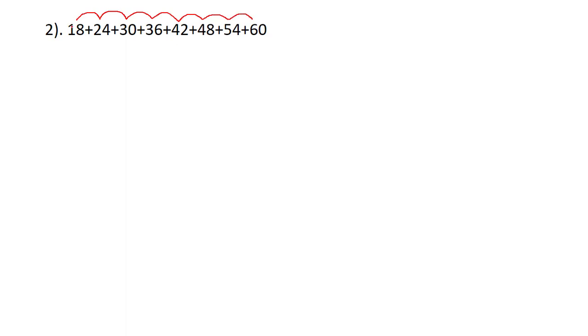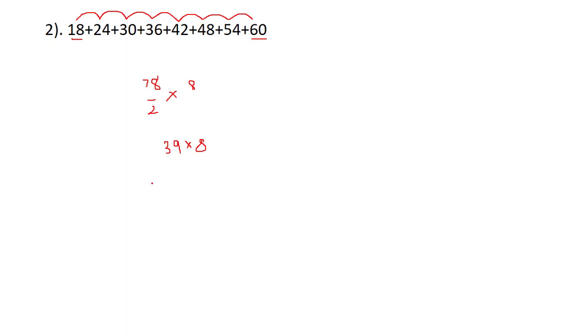For the averaging method, let us take the sum of the first and the last digit and divide it by 2 to get the average. So 18 plus 60 is equal to 78. Divide 78 by 2 and multiply it by the total number of numbers in this example. 1, 2, 3, 4, 5, 6, 7, 8 numbers in this example. So 78 divided by 2 is 39. So we have to multiply 39 into 8.